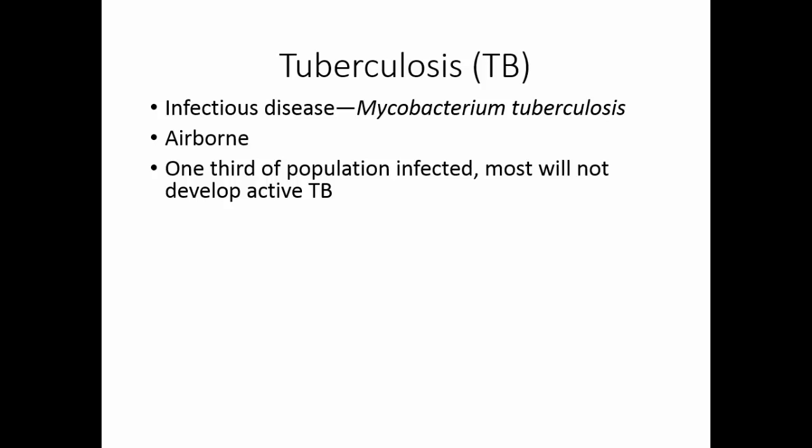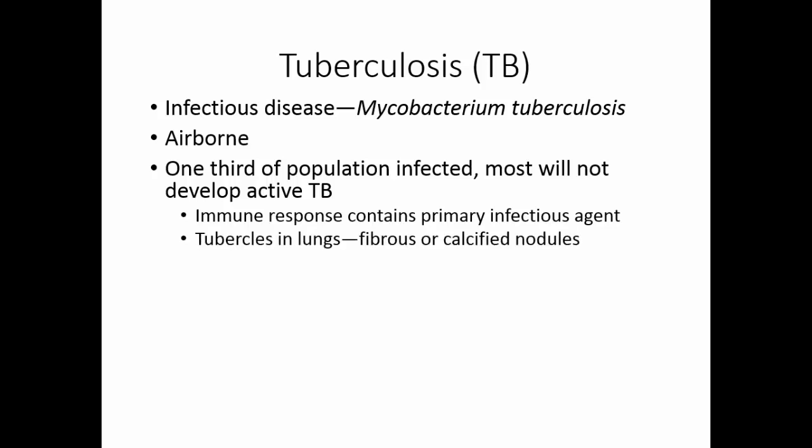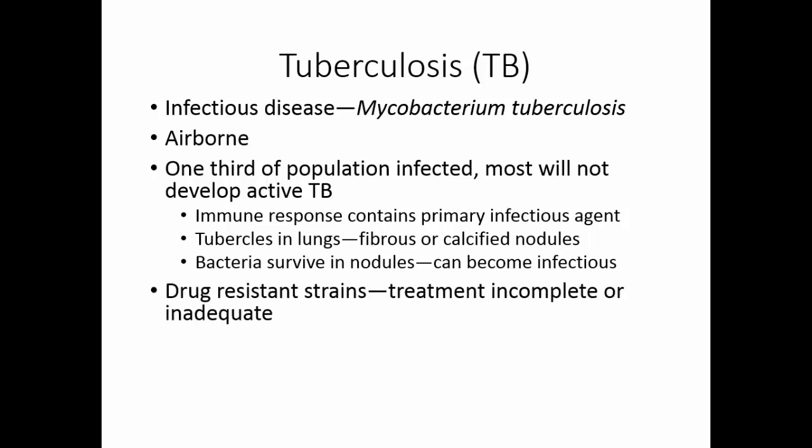of TB. Your immune system responds to the primary infectious agent by walling it off and causing tubercles in the lungs. These are little fibrous or calcified nodules. The bacteria can survive in the nodules, and if the nodules break down, then they can become infectious. Most people's immune system stays strong enough to keep the nodules intact. There are some drug-resistant strains, probably because treatment for some people has been incomplete or inadequate.